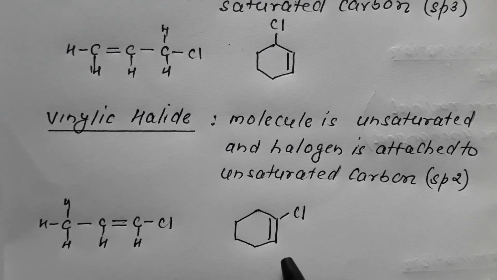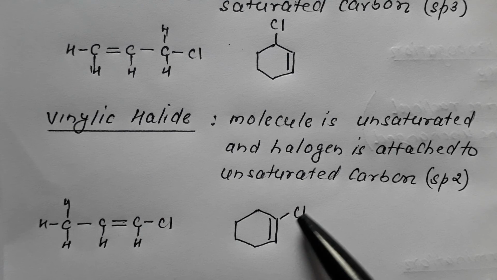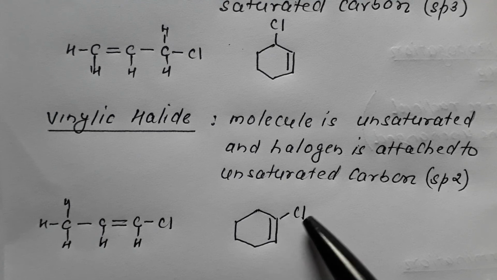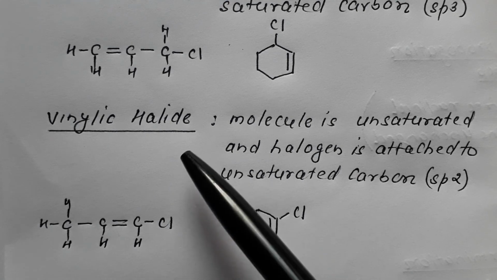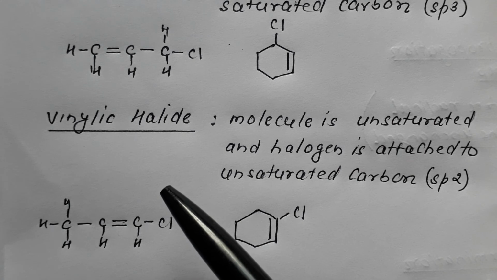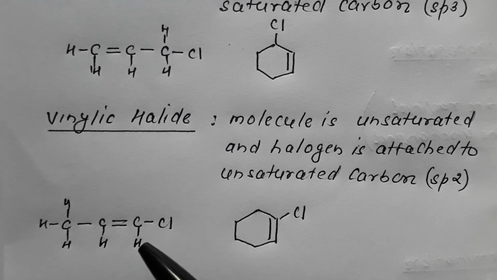This is a molecule which is unsaturated, yes, due to the presence of a double bond. It contains a halogen, and the halogen is attached to an unsaturated carbon. Therefore again it would be termed a vinylic halide. So unsaturated halo compounds in which the halogen is attached to an unsaturated carbon are termed vinylic halides.